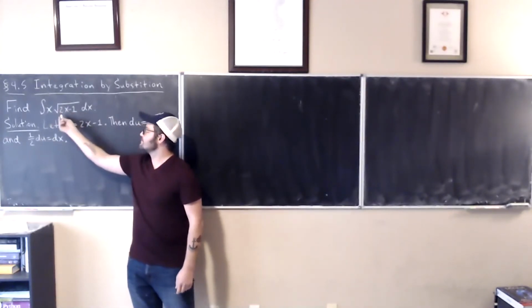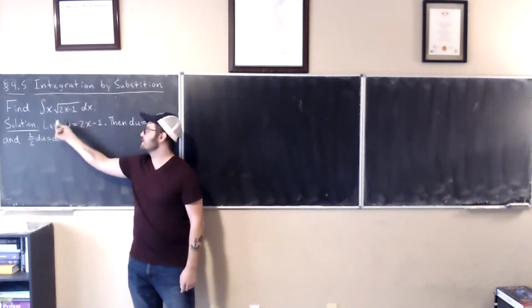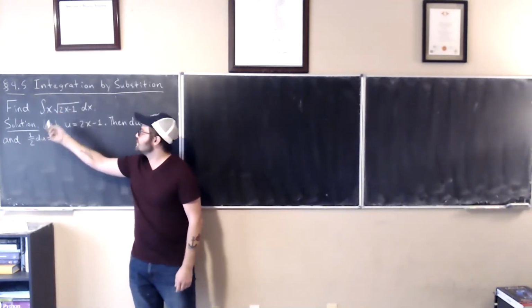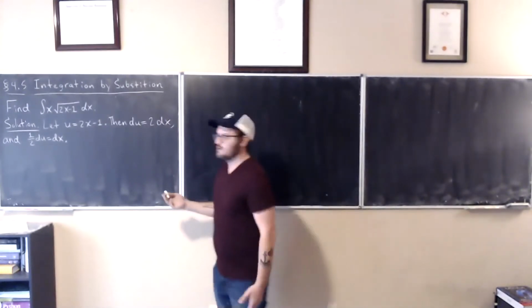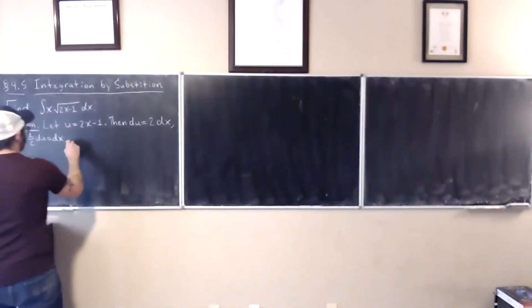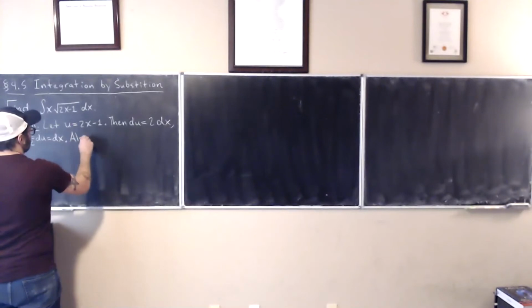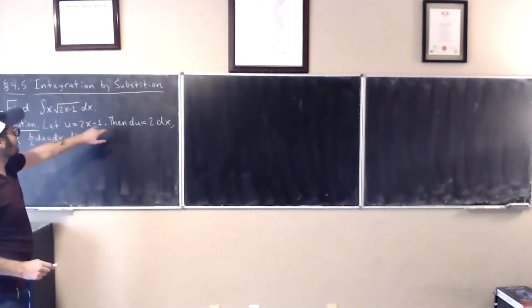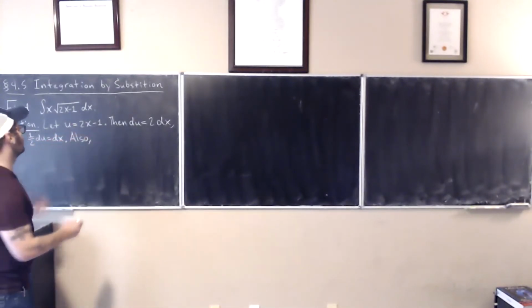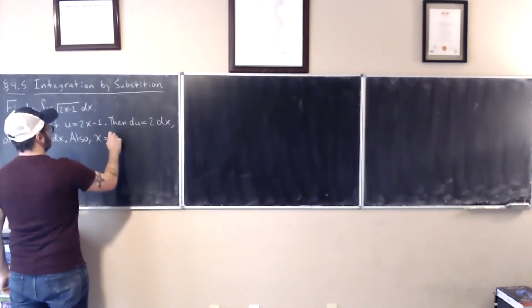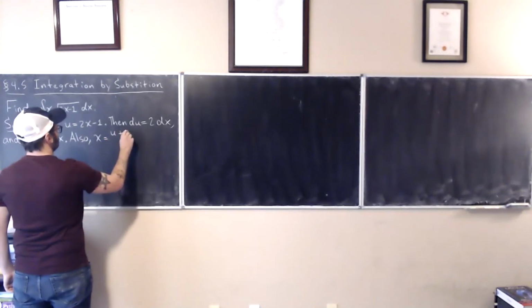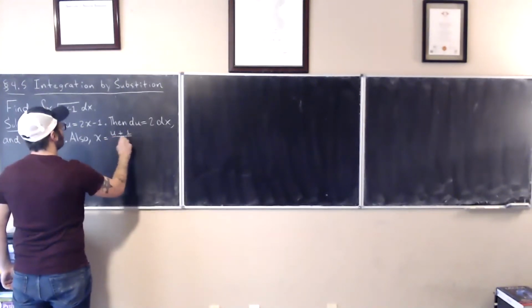For the root of 2x minus 1, I can replace that with root u, but then I have x. There's an x left over. But that's okay, because u is equal to 2x minus 1 right here implies that what? X is equal to (u plus 1) over 2.